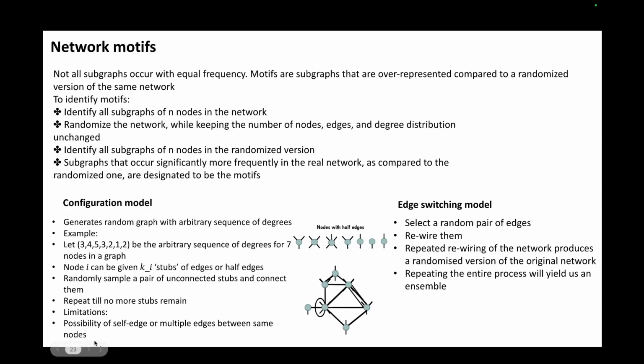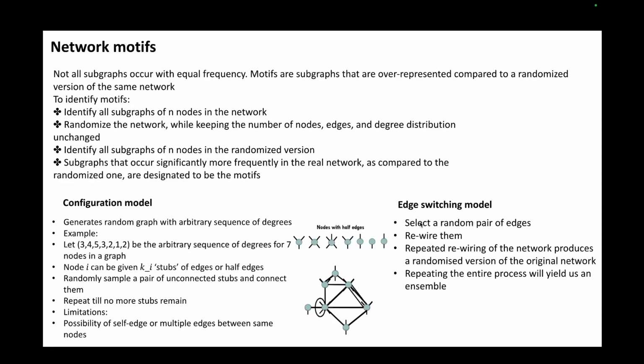But what can happen is there's a possibility that a self edge, or multiple edges between the same nodes, or a disconnected node can also get formed. So this is the idea of getting a random network which you can compare with your original network to get your network motif.